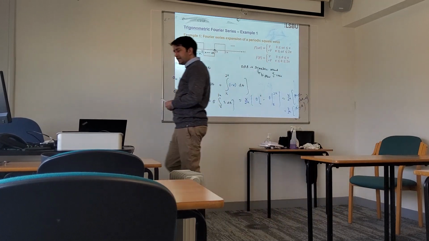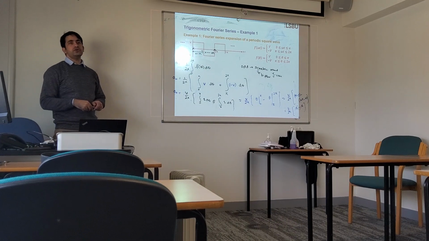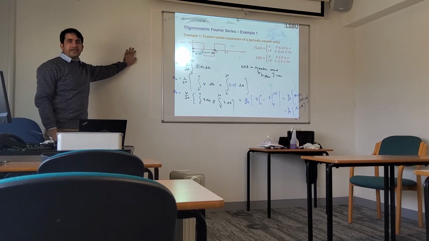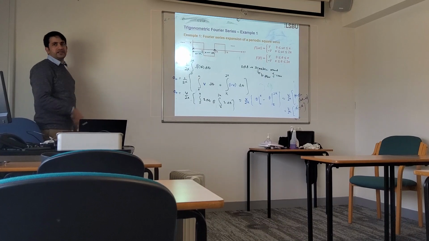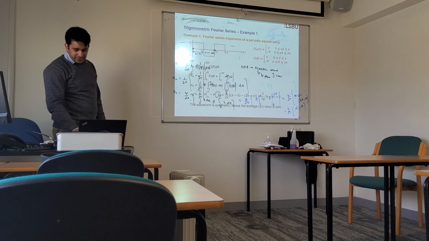That means that the average value for an odd signal is 0, which we have also seen by calculating A naught. And even if you look at the waveform, you can tell that A naught is 0. Okay, right. And the same thing.